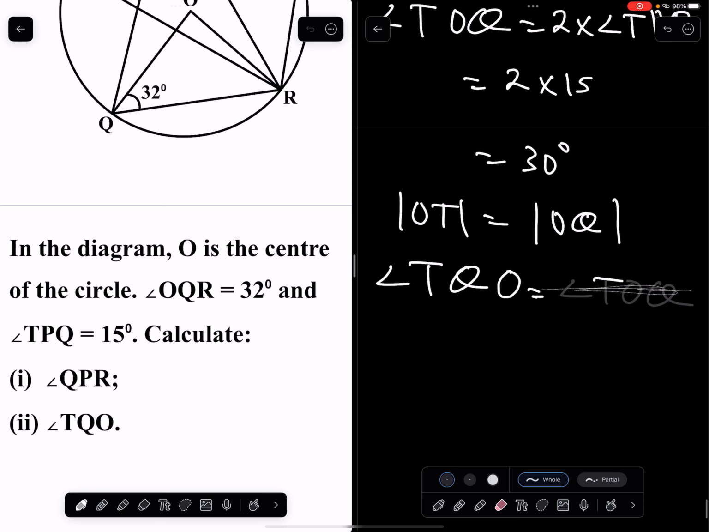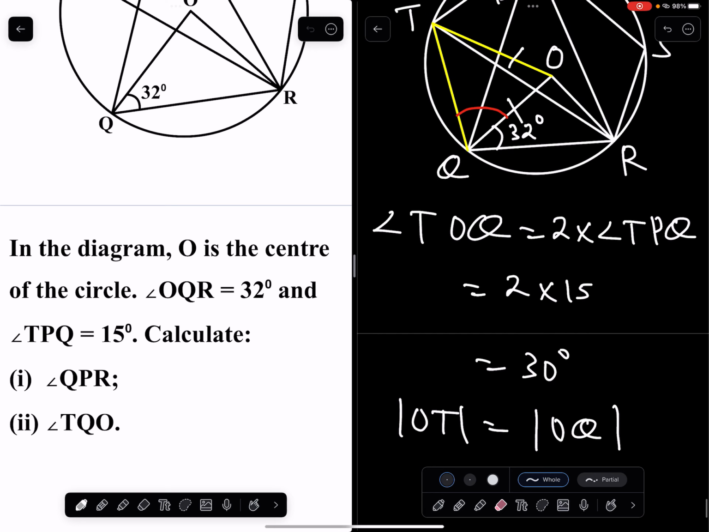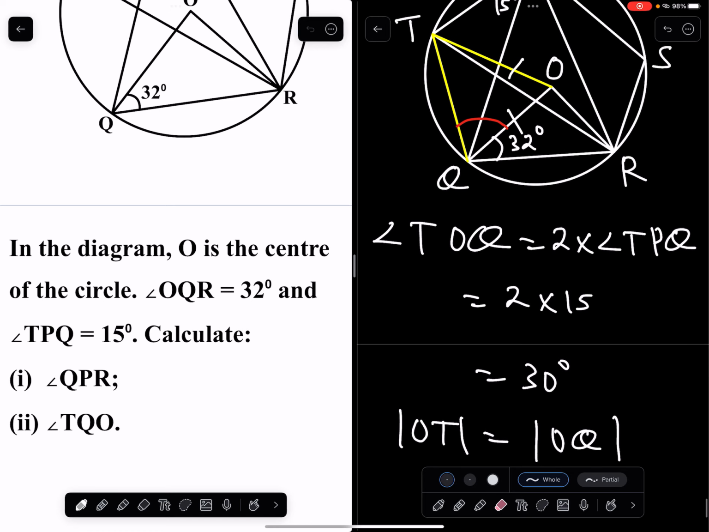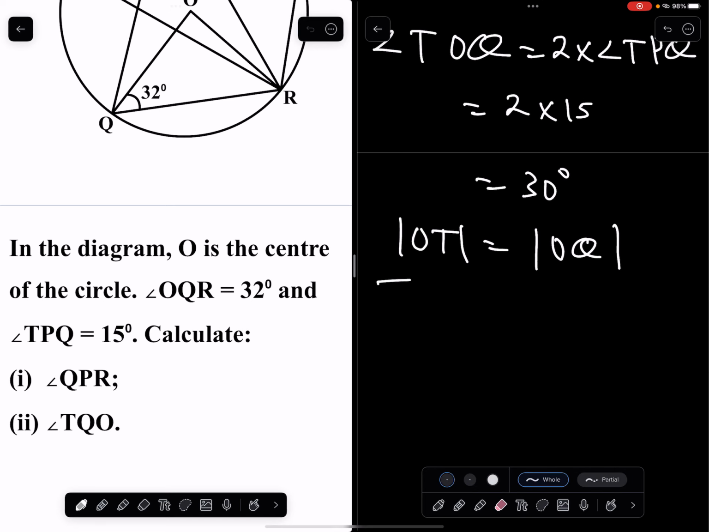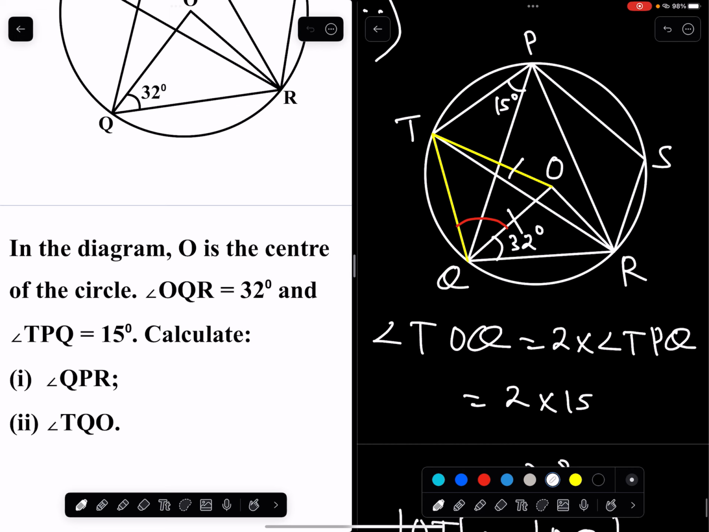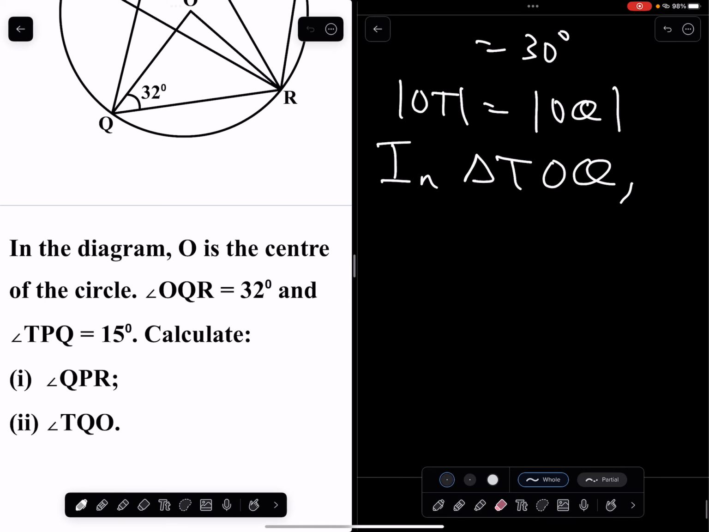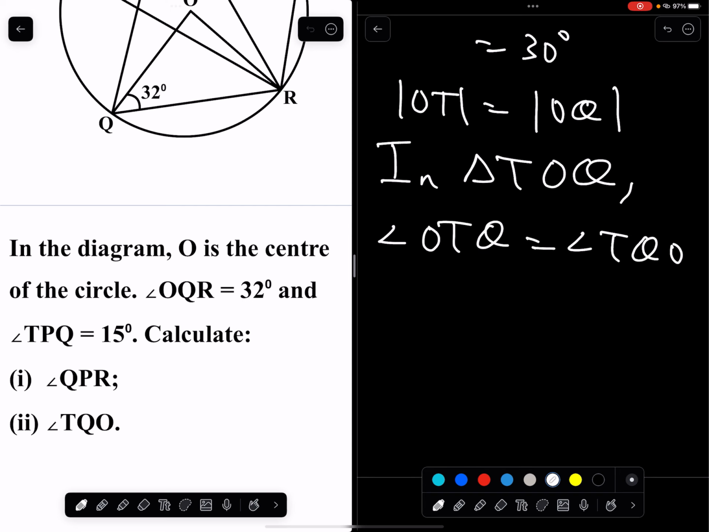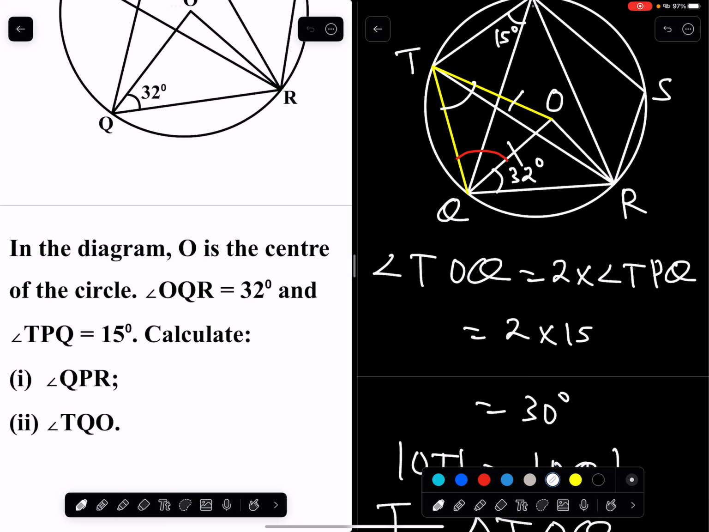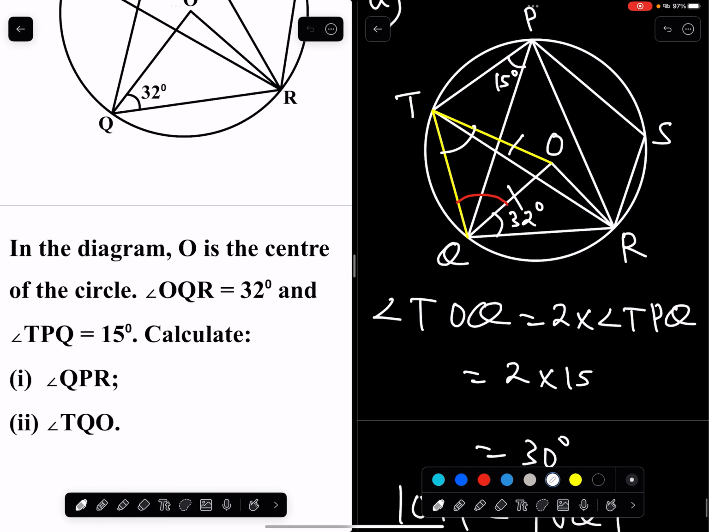Oh no, that's not what I should say. We can see that OT is equal to OQ because they are both radii. So that means the base angles of the isosceles triangle TOQ, let me just write it this way: in triangle TOQ, angle OTQ is the same as angle TQO, because they are the base angles of the isosceles triangle TOQ.